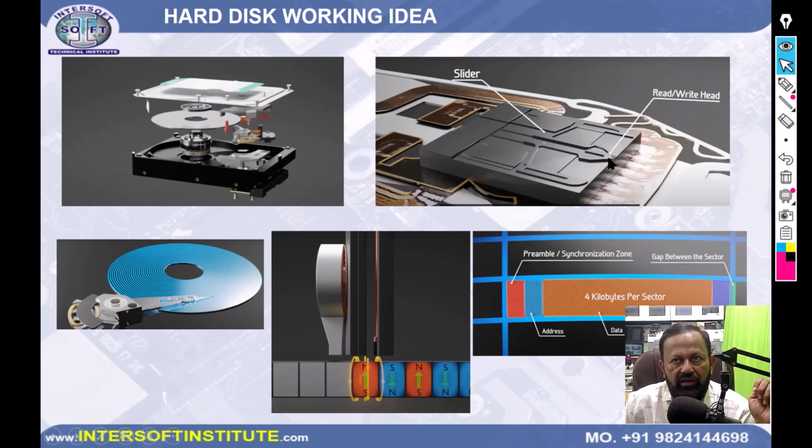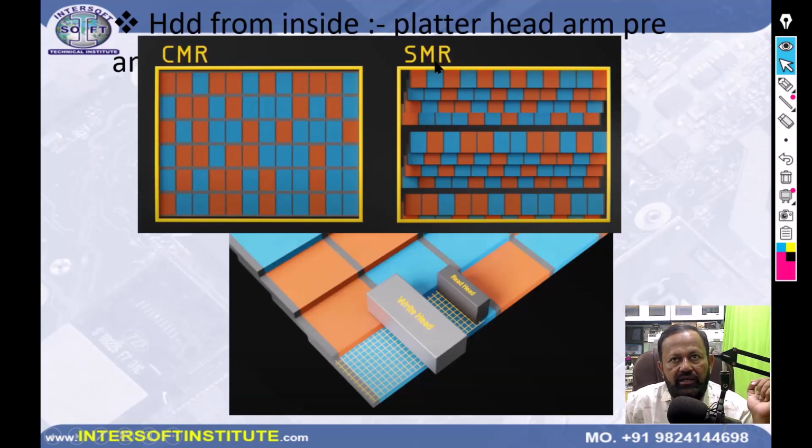There are two heads, one read and one write. Read is only for reading the positions of north and south, and write means it changes the position of the platter's north and south. Each sector is 4K, and each 512 bytes adds up to 4K. There is an address, preamble and gap. And nowadays you know SMR drives and CMR drives. CMR has single sectors like this, but SMR means overlapping of the tracks, so more space is available.